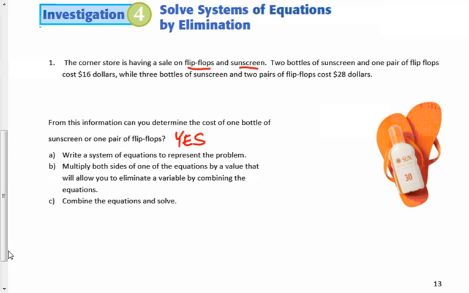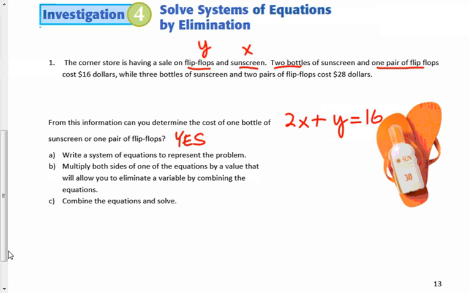And we're going to use elimination to do that. First, we need a system of equations. Let's let x be the cost of flip-flops and y be the cost of sunscreen. And so 2 bottles of sunscreen and 1 pair of flip-flops. Oops, I said that wrong. Let's move these variables around. Let's let y be the cost of flip-flops and x be sunscreen. And then we get 2 bottles of sunscreen, so 2x, plus 1 pair of flip-flops, 1y, is equal to $16.